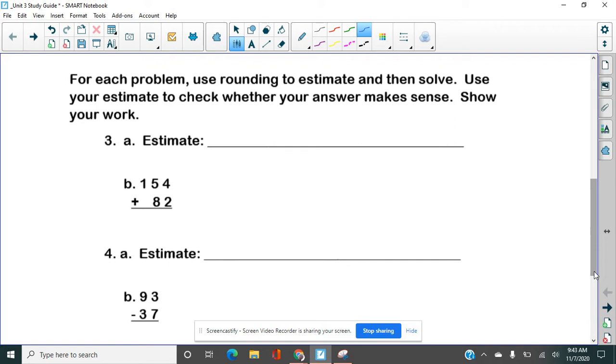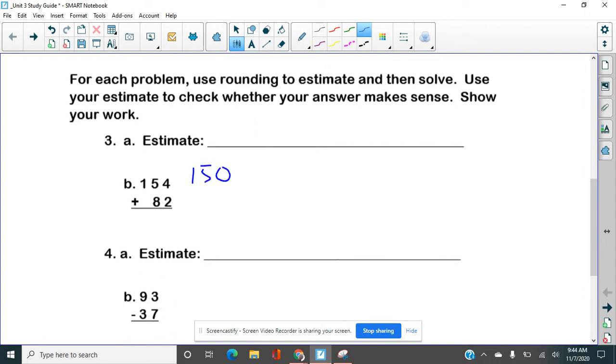So remember, with estimating, we want to choose numbers that are really, really easy to deal with, right? Super easy. We don't want to have to be thinking too much about our estimate. So we want to be looking for 50s and hundreds, really, if we're in numbers like this, right? So when I look at this, it is really close to 150. That's really easy to deal with.